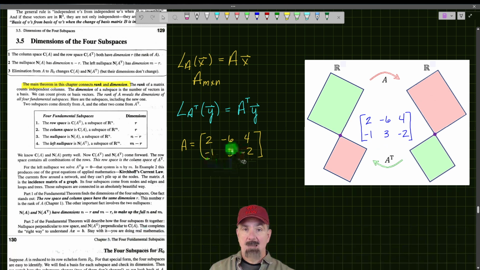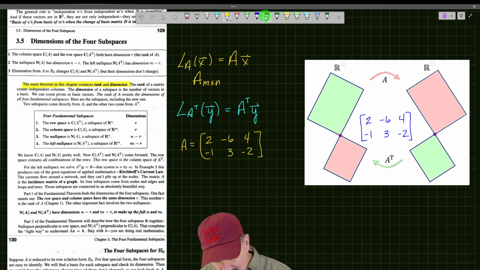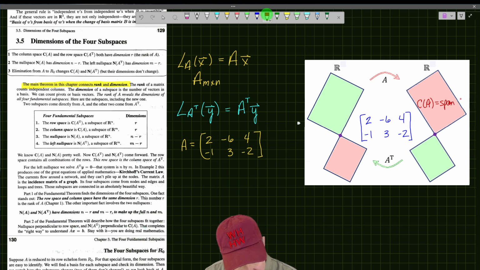So looking at this A matrix, we can tell immediately that it is rank 1. We can see that all the columns are scalar multiples of each other, and of course the rows are scalar multiples of each other, so we have a rank of only 1. What I want to do then is talk about what the column space is. For this particular matrix, we can see that the column space of A is just the span of the one column that we have. So it's the span of the column 2, -1.